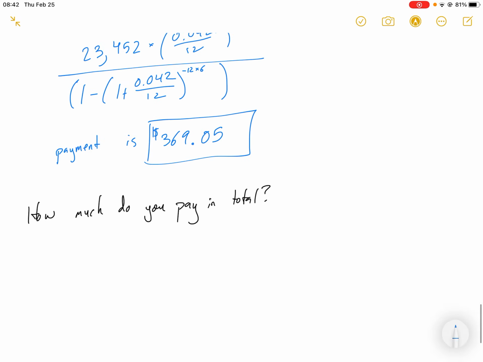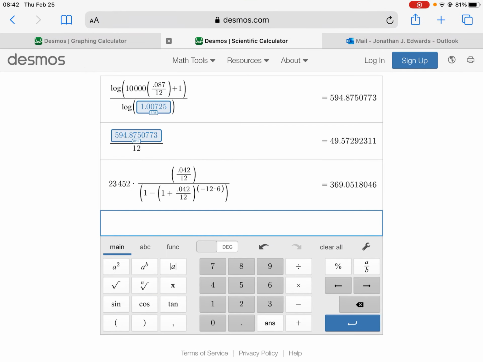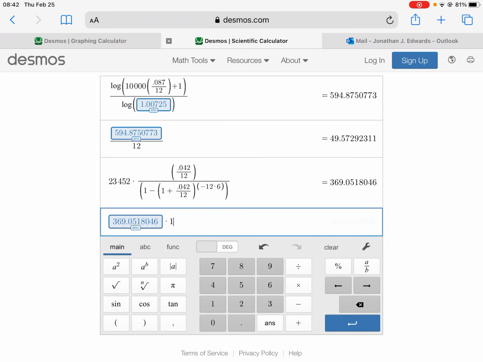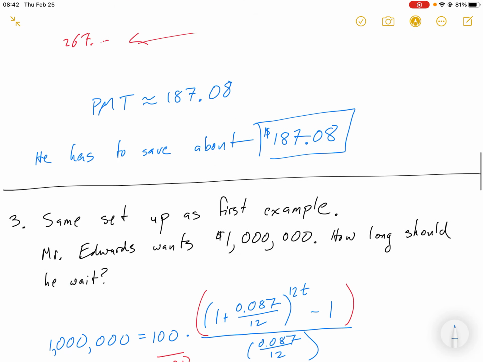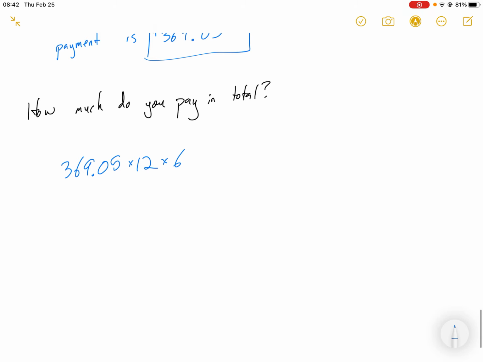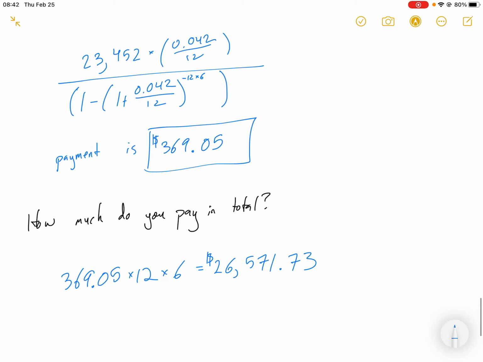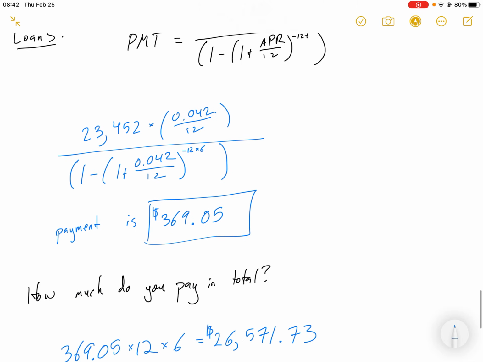And so what I'm going to do is take that monthly payment, multiply it by 12, that's how much I would pay in 1 year, and then times 6 for 6 years. And so let's go back to the calculator and figure that out. This times 12 for 6 years, so $26,571.73. So you end up paying a little over $2,000 in interest.